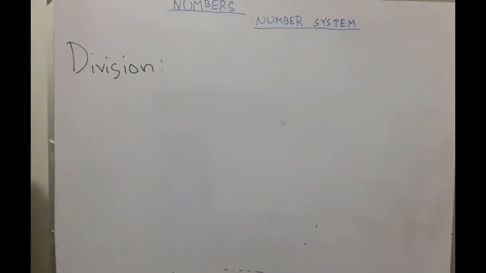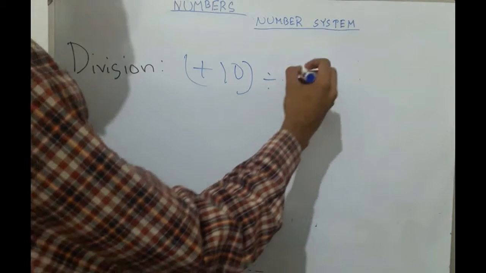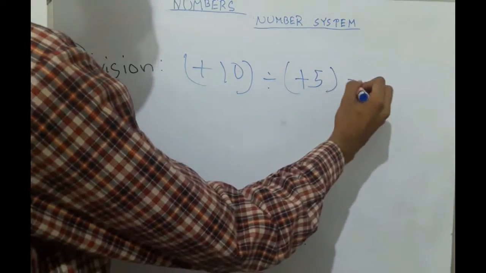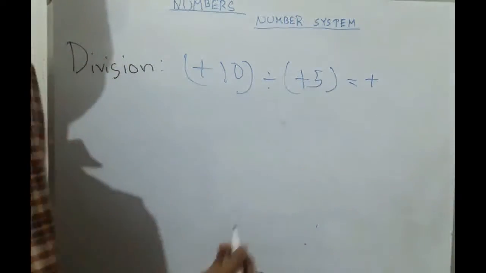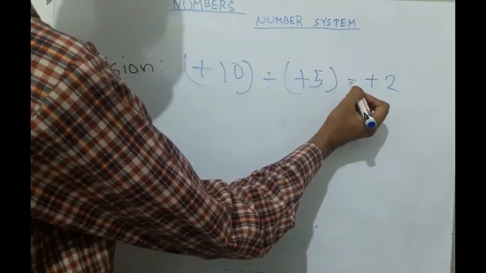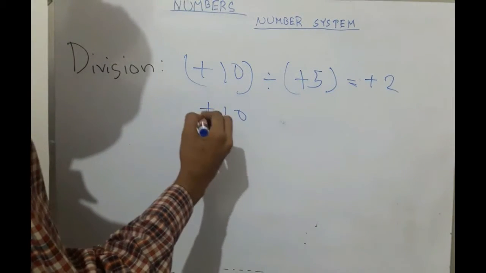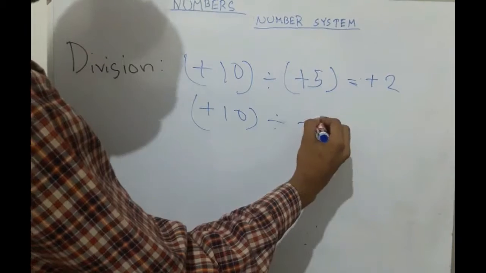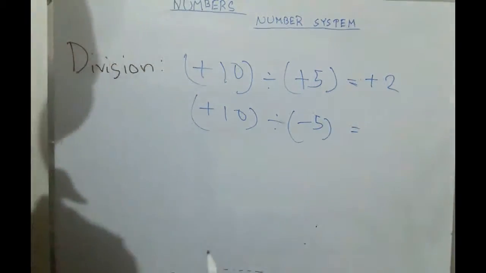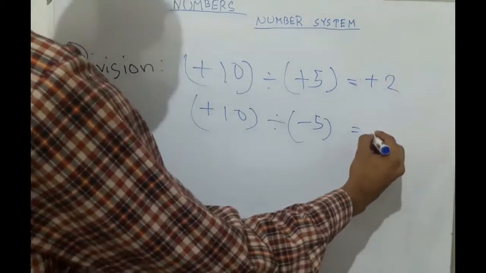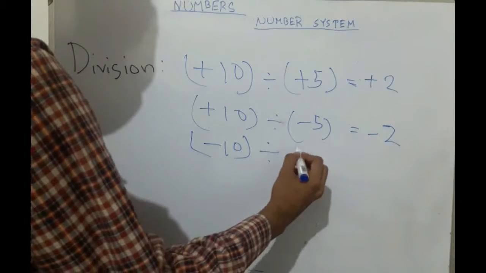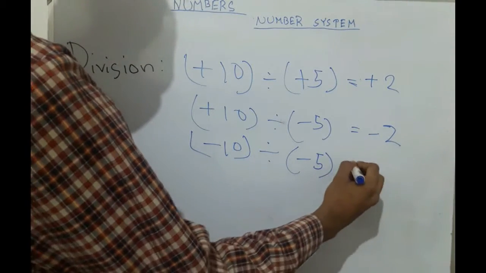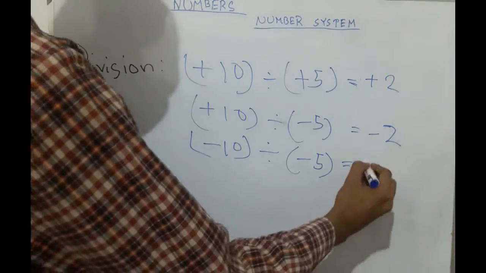Let's do some examples. For example, we'll take the numbers 5 and 10 here. Plus 10 divided by plus 5. So positive divided by positive equals positive. 10 divided by 5 equals 2. Plus 10 divided by minus 5: plus divided by minus is negative, 10 divided by 5 is 2, so minus 2. Minus 10 divided by minus 5 equals, minus divided by minus is plus.